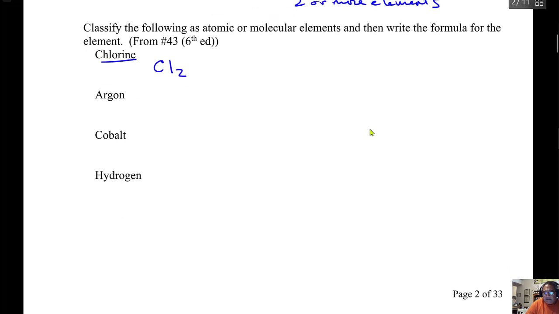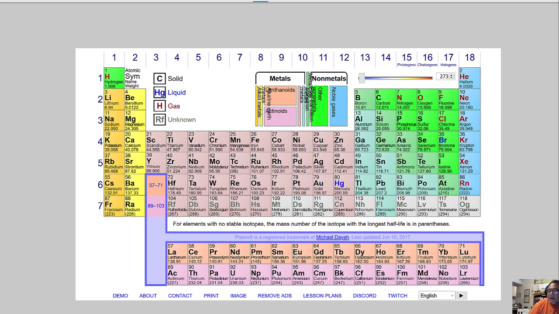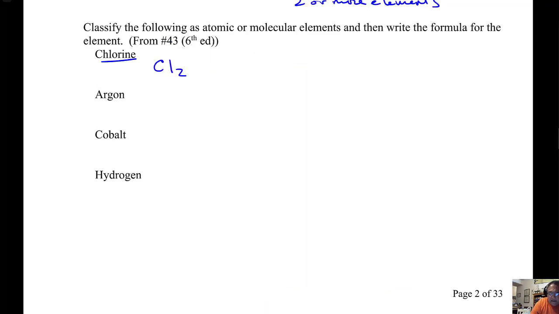Now, if we look at argon, we're going to have to pull up a different periodic table. I pulled this one up again, and we have to find argon. Argon is over here on the periodic table. There's argon. So argon is not one of the diatomics. If you were to write its formula, it would simply be written as Ar, like that.